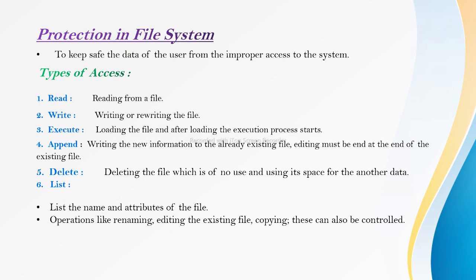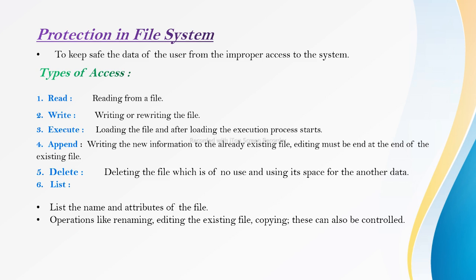In a computer system, a lot of users' information is stored. The objective of the operating system is to keep the data of the user safe from improper access to the system. So there are different types of access. First are read, write, execute, append, delete, and list.